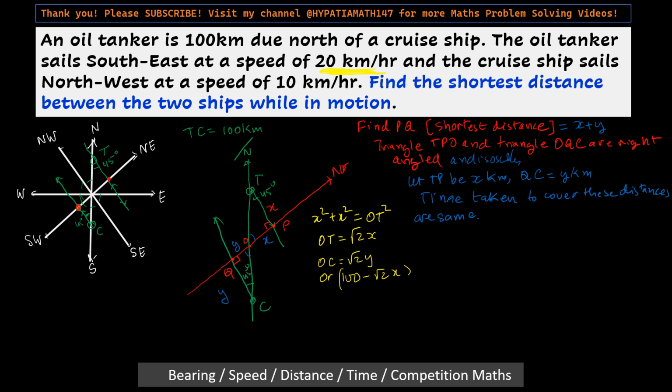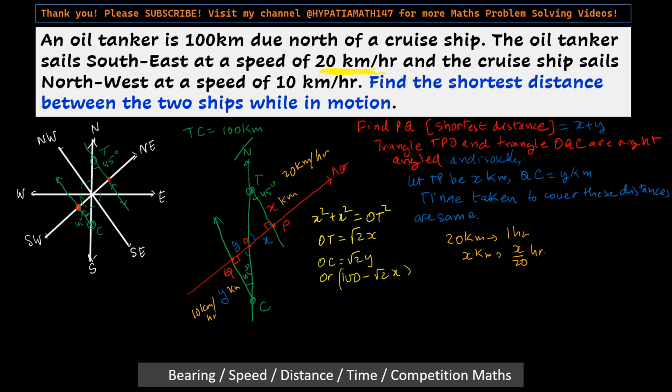So the speed for the tanker is 20 kilometers per hour. X is the distance, right? X is distance, that's kilometers. So 20 kilometers per hour, so 20 kilometers in 1 hour. So this is 20 kilometers per hour, and this is 10 kilometers per hour. That's the cruise ship. So X kilometers, it would go in X out of 20 hour.